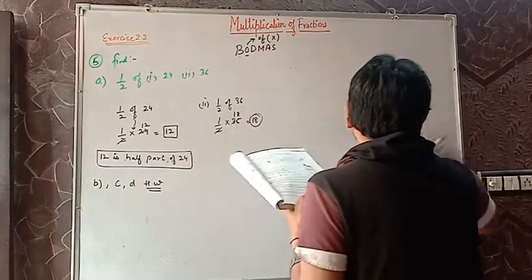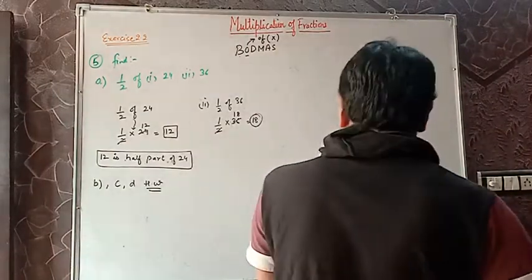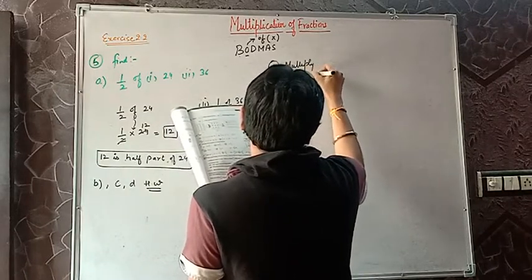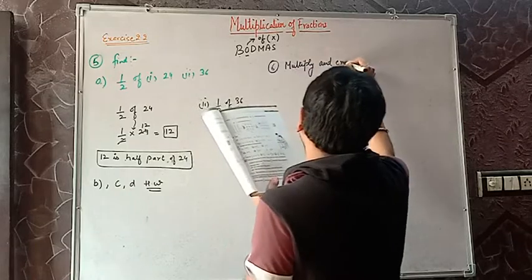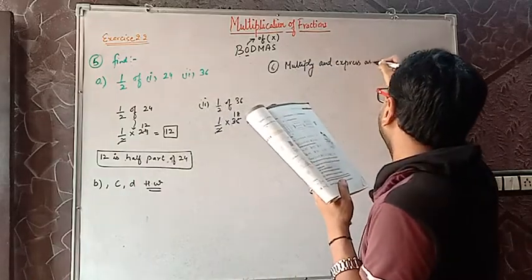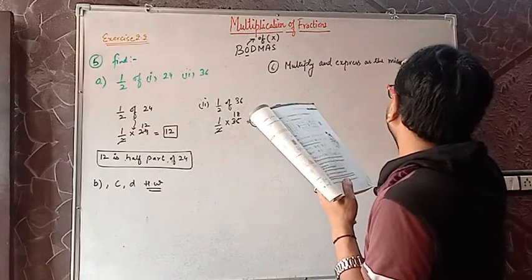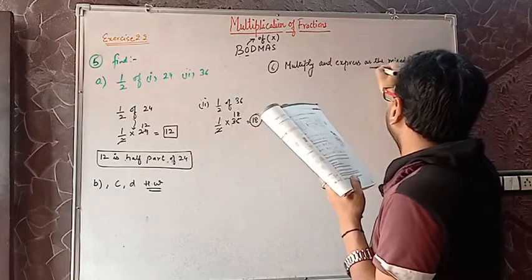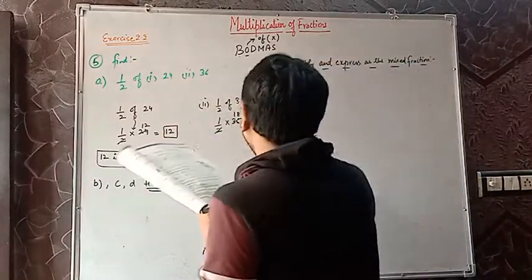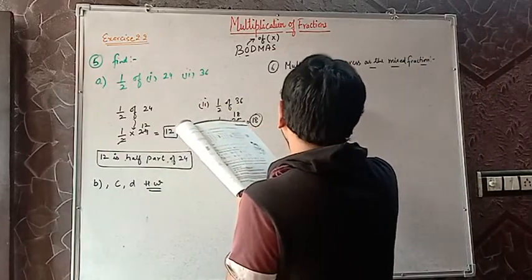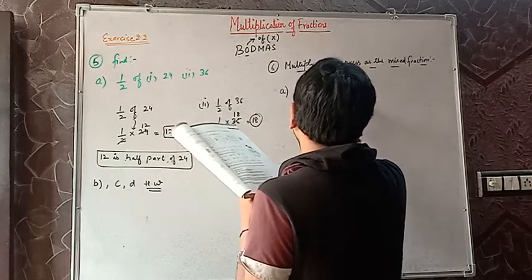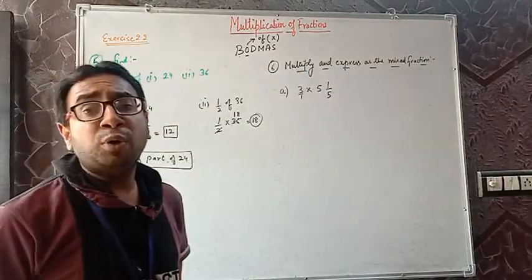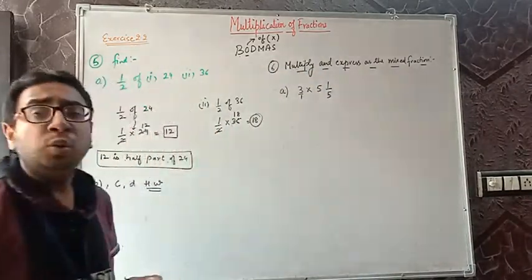Question number 6. Multiply and express as a mixed fraction. Let us see what it means. So A part, 3, 5, 1 by 5. I told you, I've already discussed, whenever you see a mixed fraction, to solve any problem with a mixed fraction, it must be converted into an improper fraction.